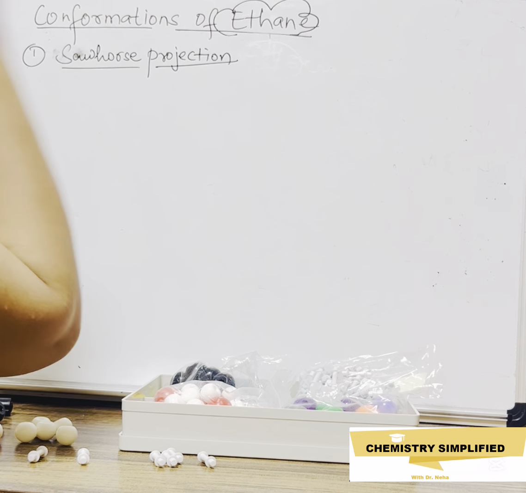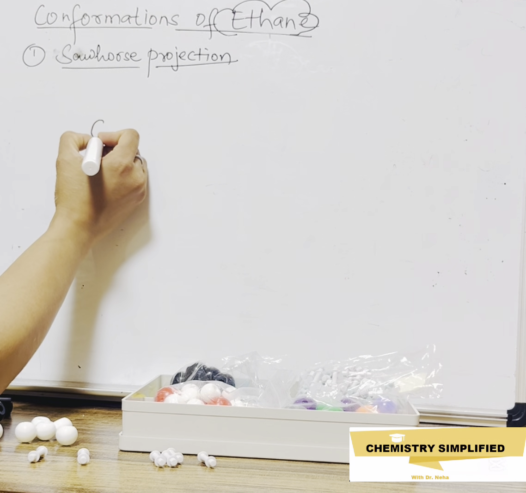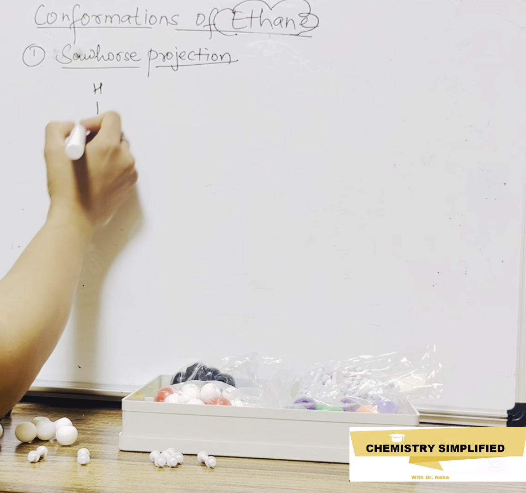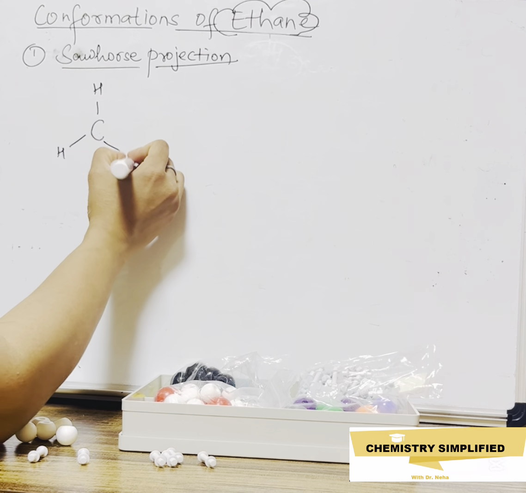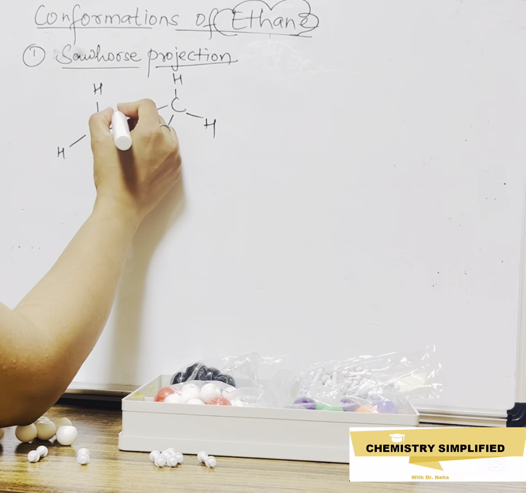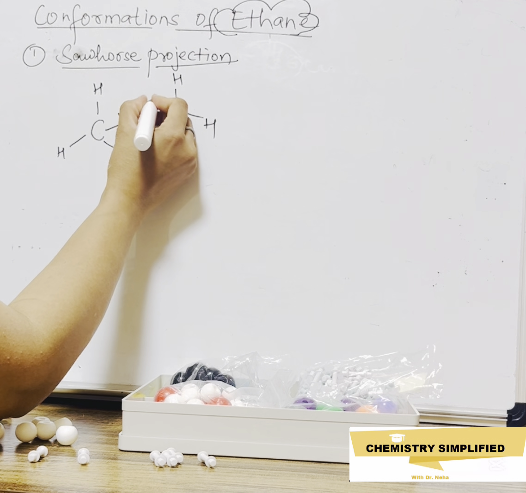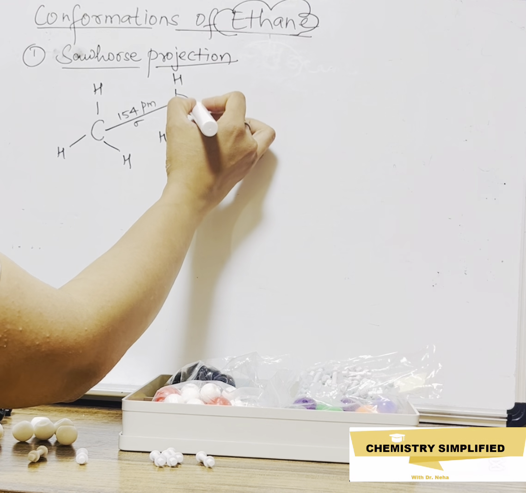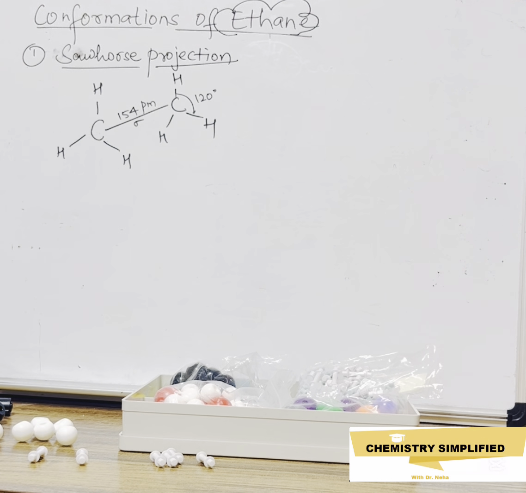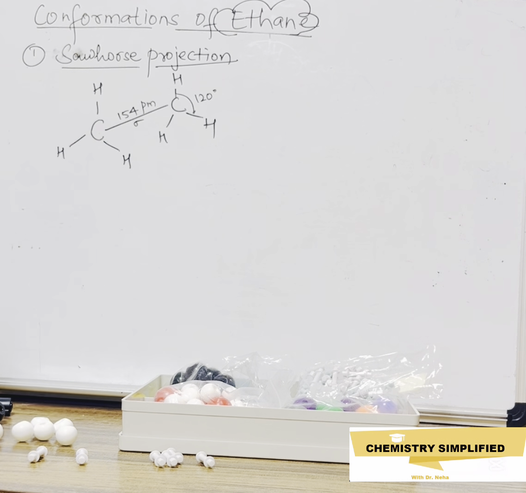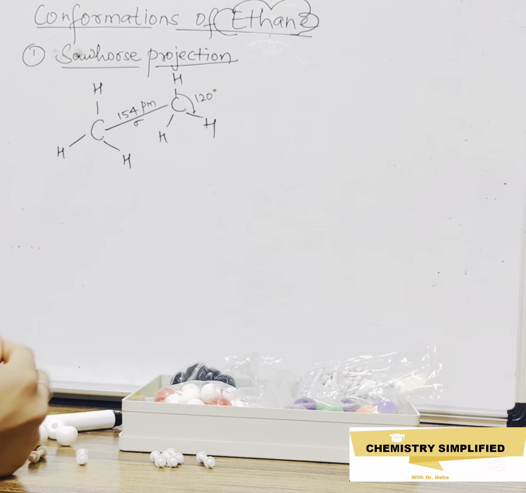All right. This is my carbon, one of the carbons. What I drew before: this hydrogen, this hydrogen, this hydrogen. This is the carbon-carbon single bond, whose bond length is 154 picometer, a sigma bond. Now, the bond angle between H-C-H is 120 degrees. Here also, for all three, 120, 120, 120.